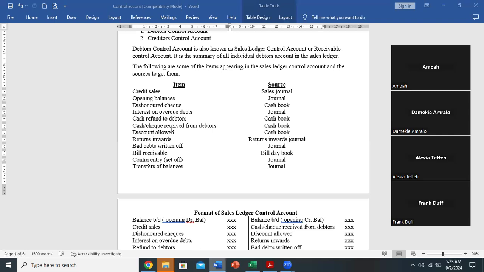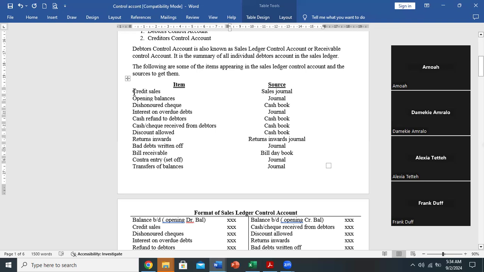So look at the items we discussed. We all agreed that credit sales increase the debtors balance. But we are trying to prepare this control account, okay? And we say a control account is an account that is prepared to summarize a ledger. The ledgers we are focusing on are the sales ledger and the purchases ledger. The sales ledger, as you know, keeps the debtors account. So the debtors control account is going to summarize all the information about our debtors.